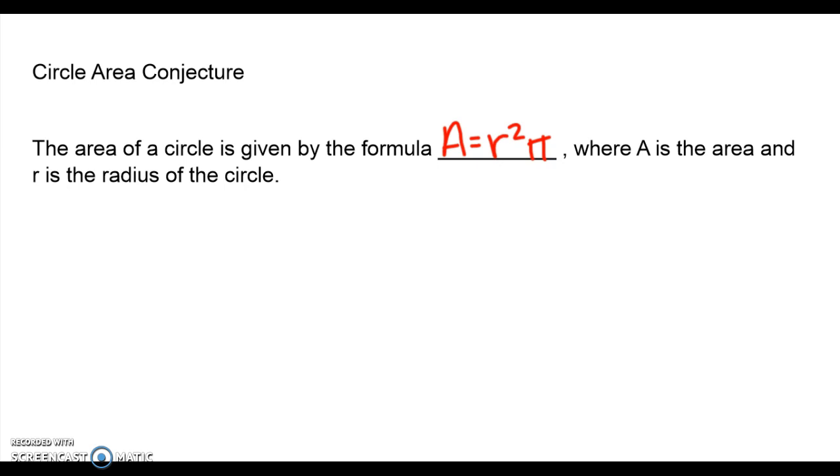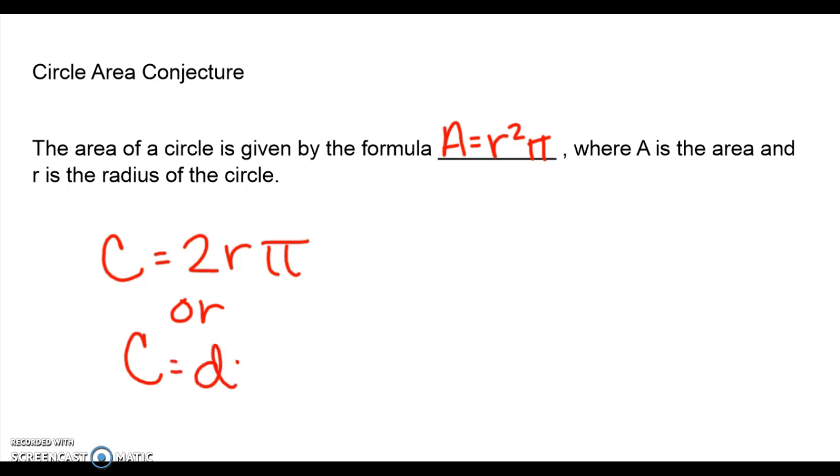Now it looks very similar to our circumference formula, which you also need to know. So I would also add in the circumference if you don't remember that from our circle unit: 2 times r times pi. Or remember we had circumference equals diameter times pi. Either one, but see how they look very similar to each other? The area one is where the r is squared. Circumference is where we multiply by 2. So they look very similar, so make sure you can identify the differences between them.